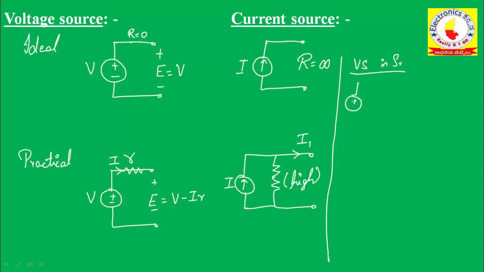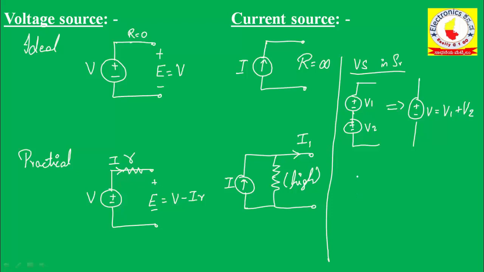Now if I am connecting voltage source in series, so this value is V1 and this value is V2. So what is the equivalent value? The equivalent value will be V, which equals V1 plus V2.